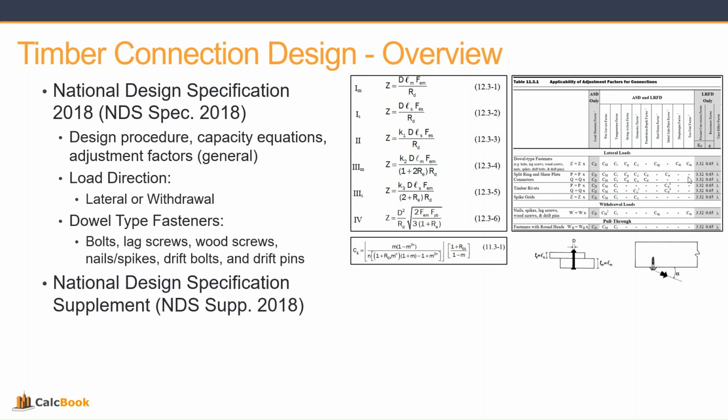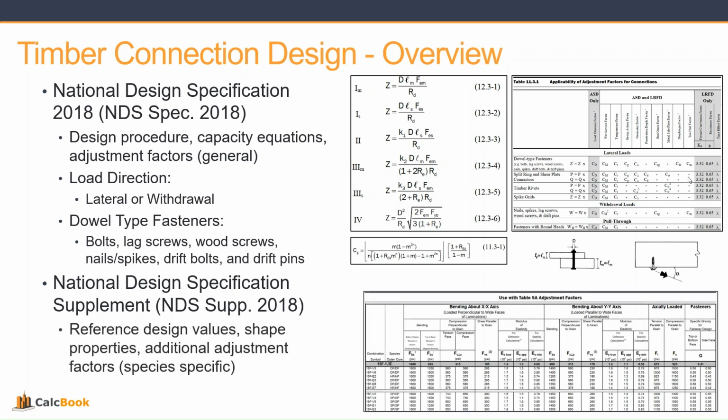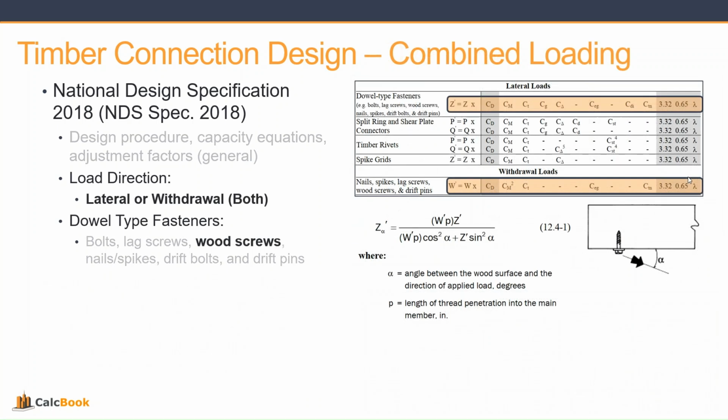The supplement is a bit more for member design. It has different reference design values, shape properties, that sort of thing. We do use it sometimes for connections, but again, that is mostly used for member design. So for this video, we're going to be looking at both lateral and withdrawal for a wood screw, so a combined loading effect on an individual fastener.